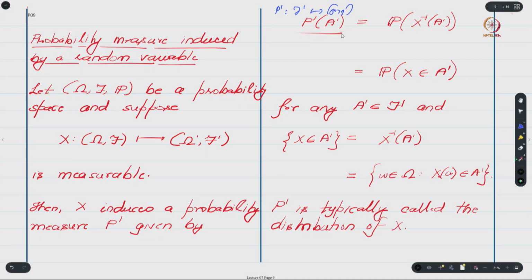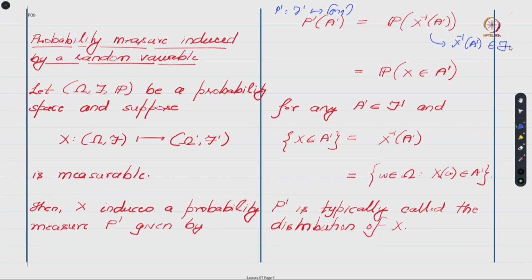And how is this p prime defined? Well, this p prime is defined in the following way. Suppose somebody gives you some a prime in f prime, right. What you do is you first look at x inverse of a prime. So a prime is a subset of omega prime. You take x inverse of a prime, that will be a subset of omega, and because this x is measurable, this x inverse of a prime will be an element in f.